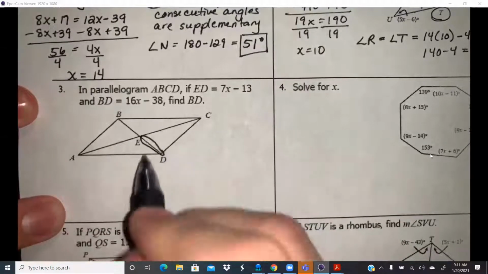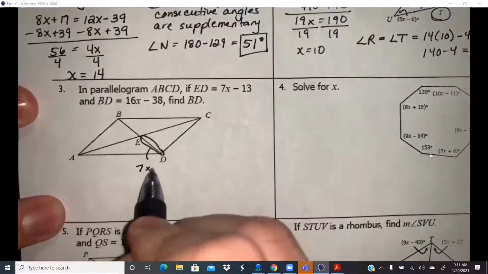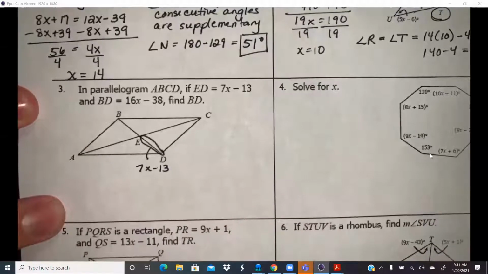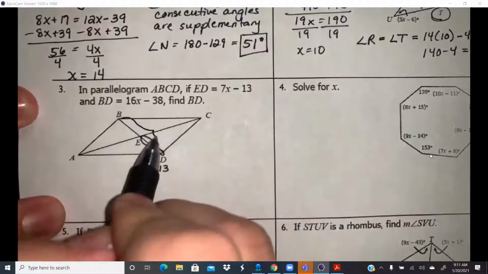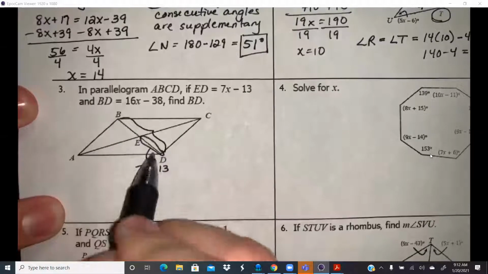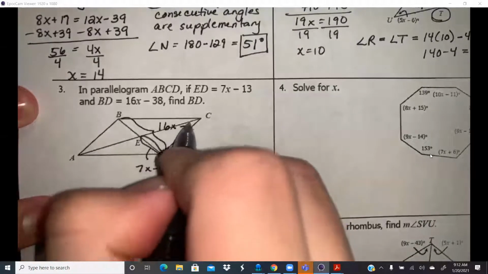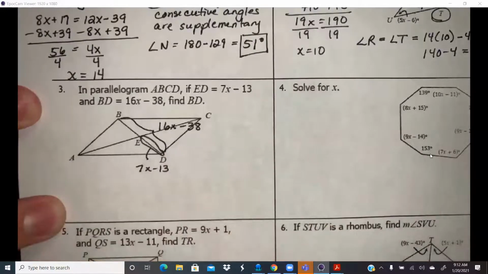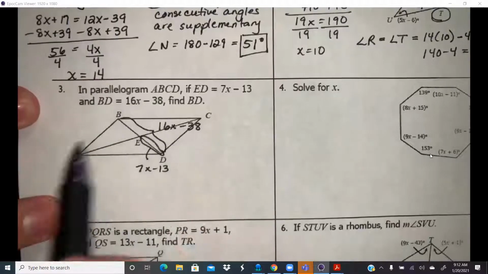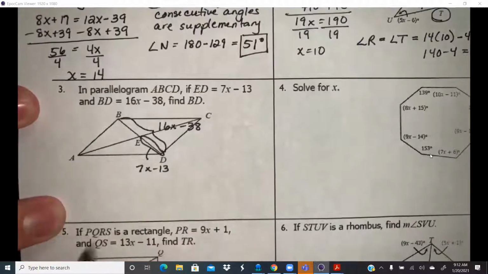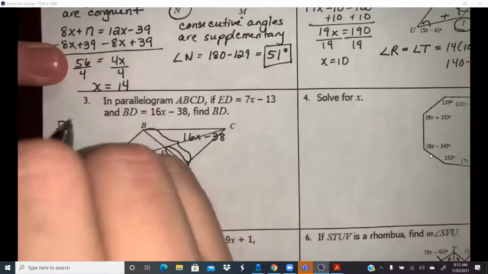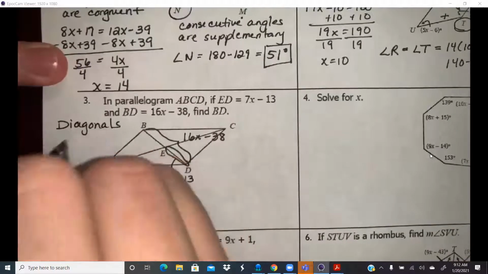What they do is they give you the value of ED, right? So ED is equal to 7x minus 13. But they say that the whole thing of BD, this entire length, is 16x minus 38. Okay? Well, with this problem, let's see. The one property we have to remember about parallelograms is that diagonals bisect each other.